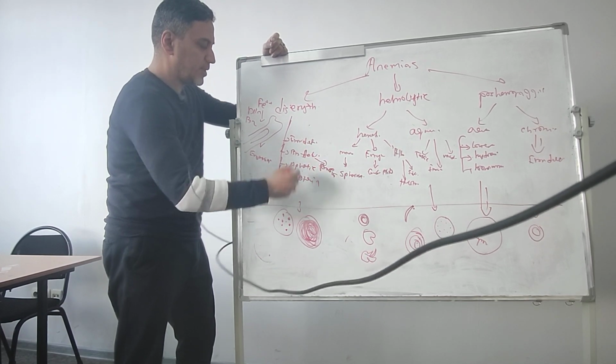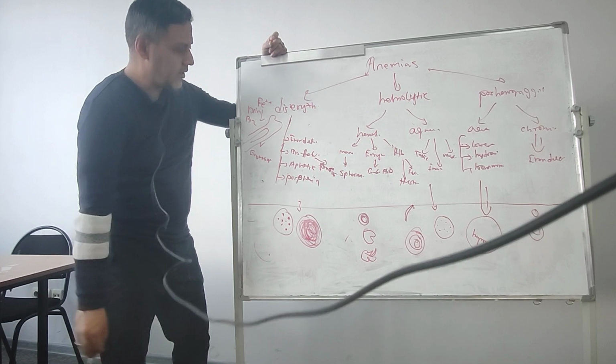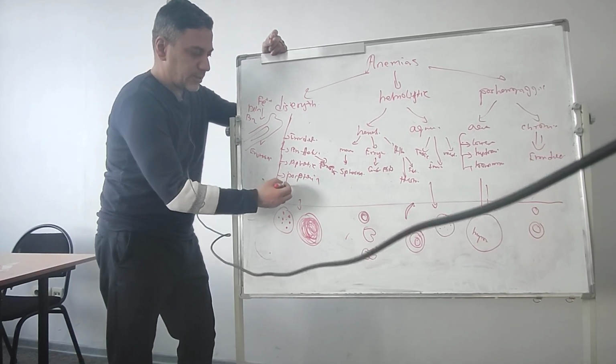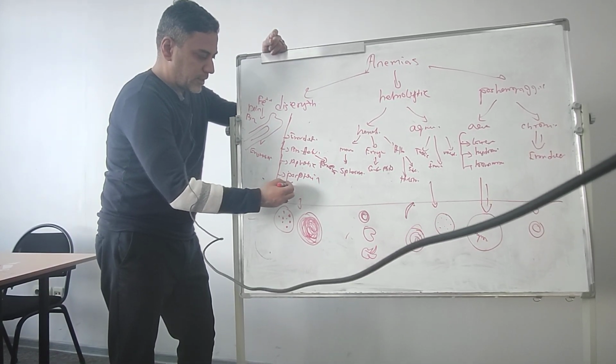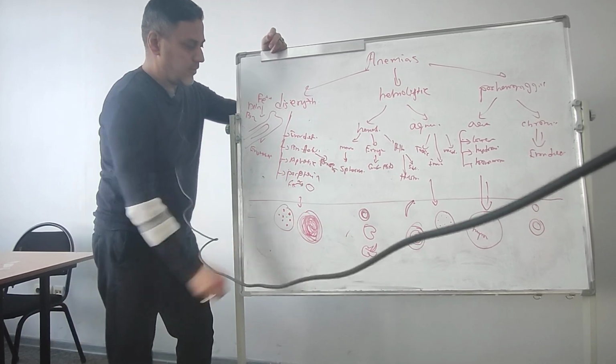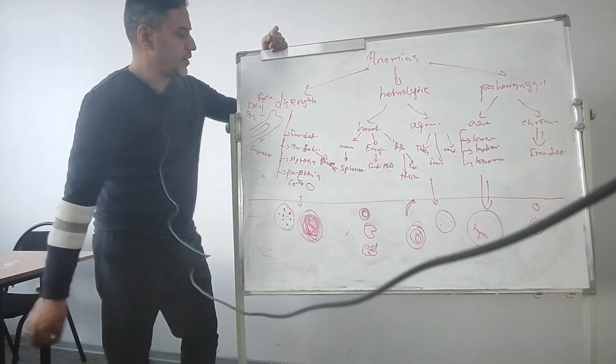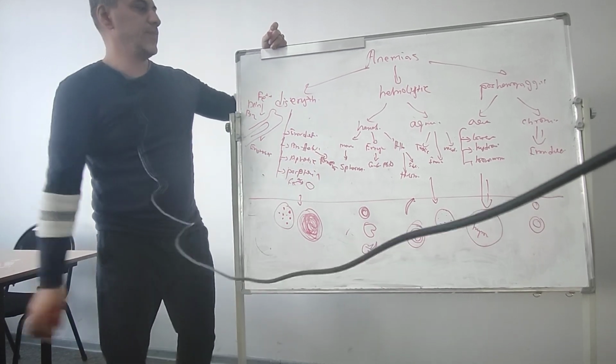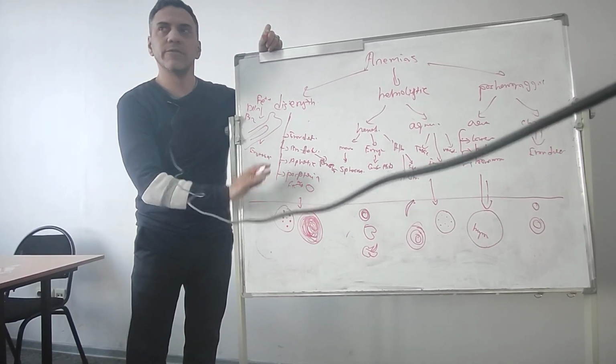Pancytopenia means all blood cells are decreased. Porphyria is a binding problem between iron and porphyrin, with no enzyme. This is why they call it vampire disease, a rare type. This is in general all types of anemia.